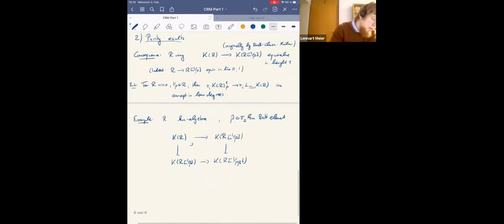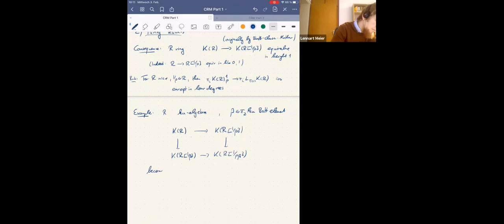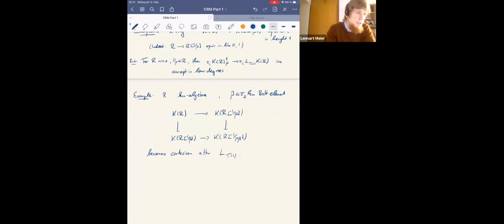So this becomes Cartesian. So a pullback square after applying T1 localization. Or actually also Tn localization for every bigger n. Okay, so this maybe can explain why I want to call these things a purity result.